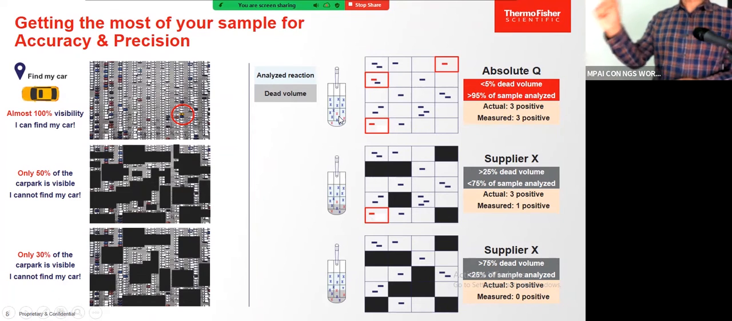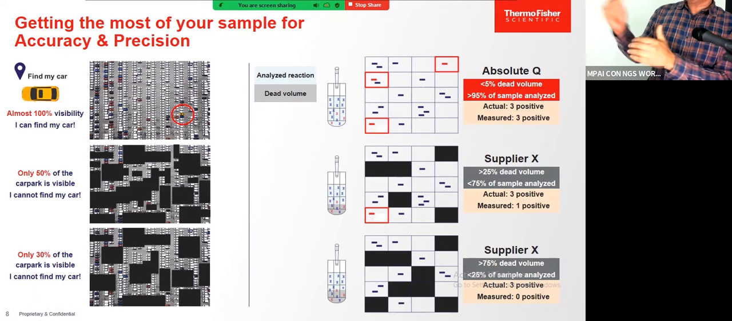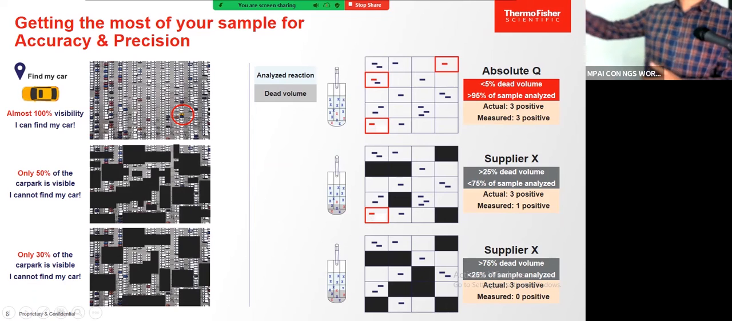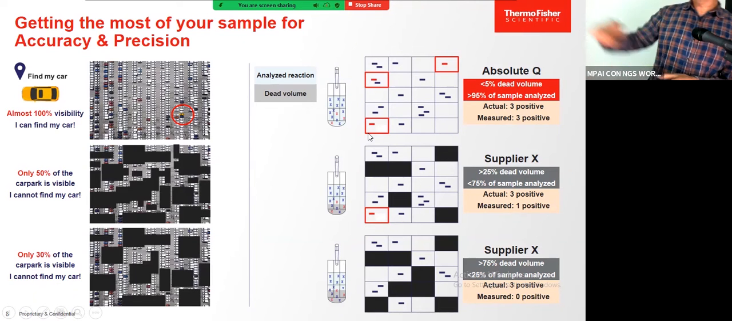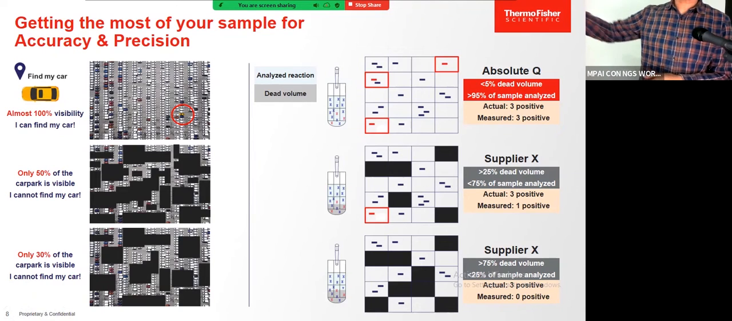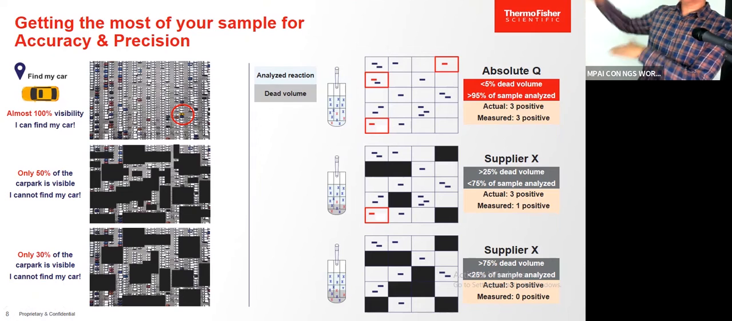When you're talking about monitoring, the clones might be very low in number, right? So when you have those kinds of low mutant molecules, or resistant molecules, what happens if you are not able to compartmentalize the majority of your sample? They don't participate in the reactions. In our case, more than 95% participate. So in this case, there are 3 mutant molecules. The probability is very high that all 3 of them are going to compartmentalize and participate in the reaction. So you get 3 positives.